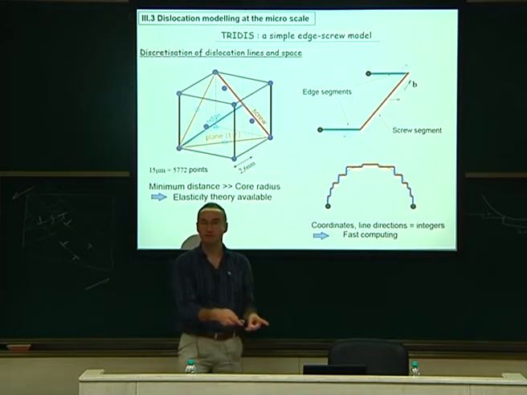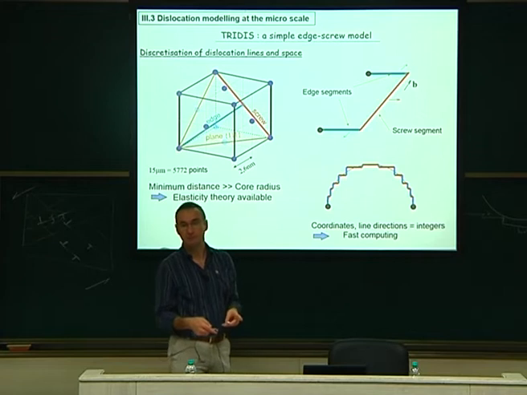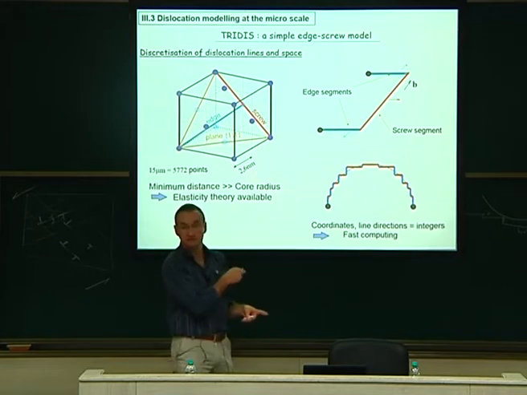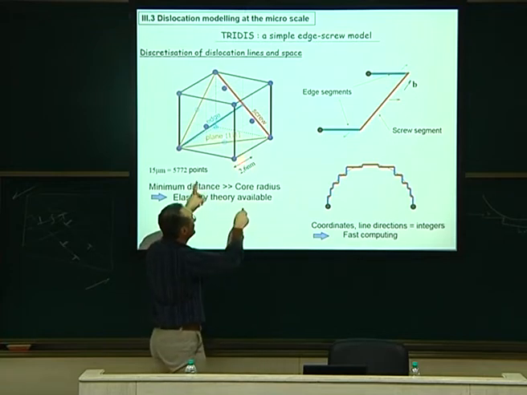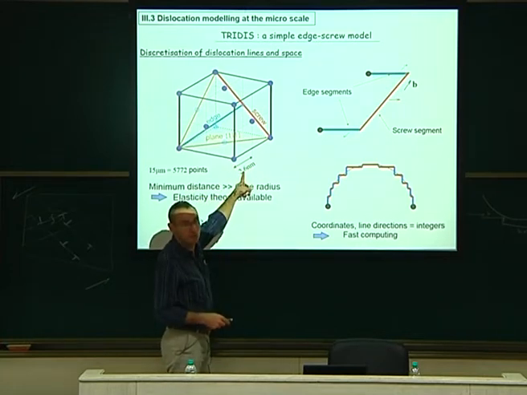Typically, what I showed you for the irradiation problem, we decreased that a lot. We decreased it to a few angstroms. So you decide, but it could be as big as 10 times the Burgers vector.